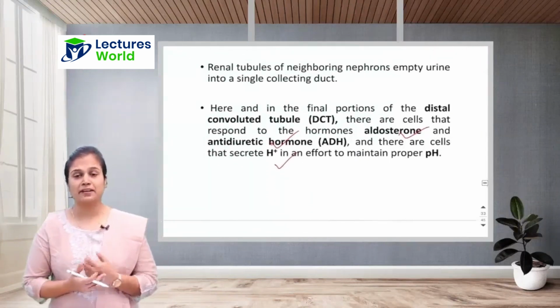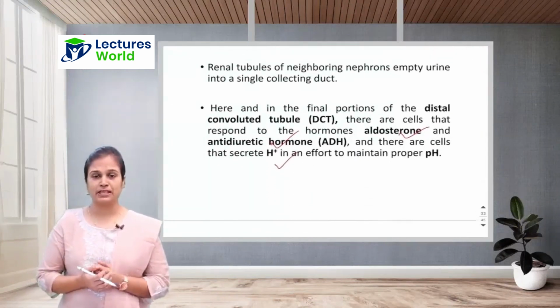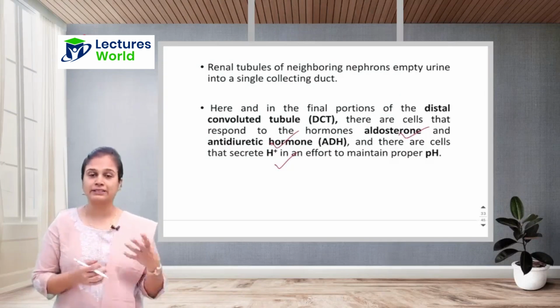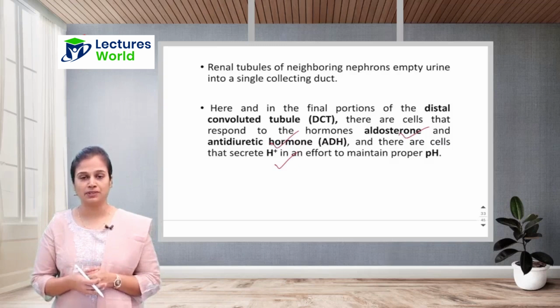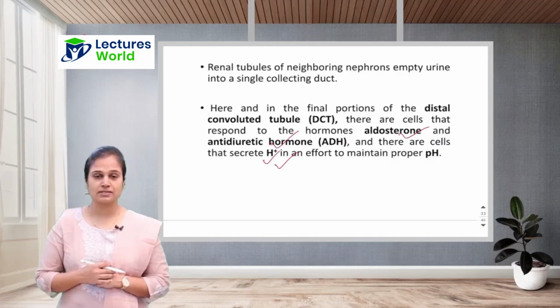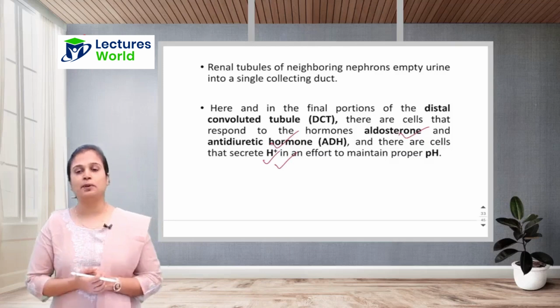And again, in the final portion of the distal convoluted tubules, there are cells which respond to aldosterone as well as antidiuretic hormone, and cells that secrete H plus to maintain the proper pH.